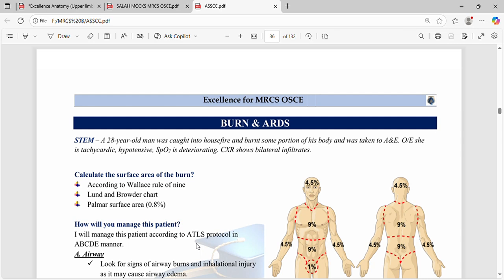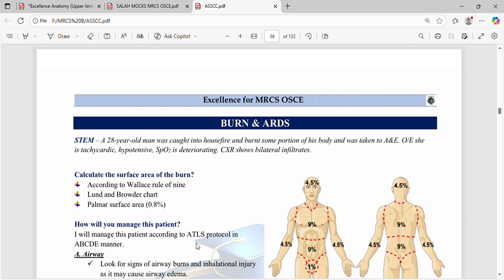So today we are going to discuss the Burns and ARDS station from critical care. A 28-year-old man was caught in a house fire and burnt some portion of his body and was taken to A&E. On examination, he is tachycardic and hypotensive. Oxygen saturation is deteriorating. Chest X-ray shows bilateral infiltrates.